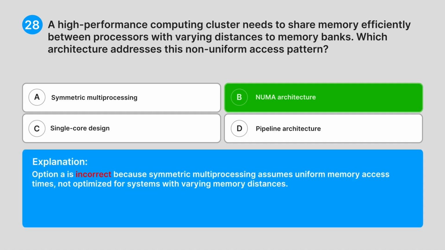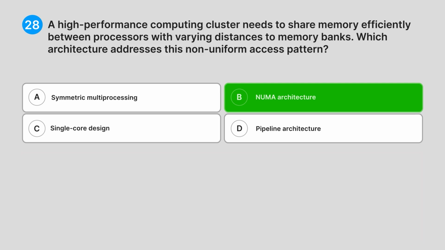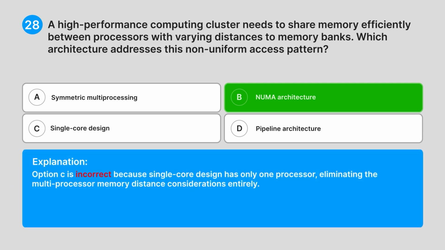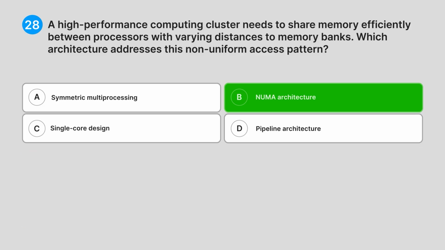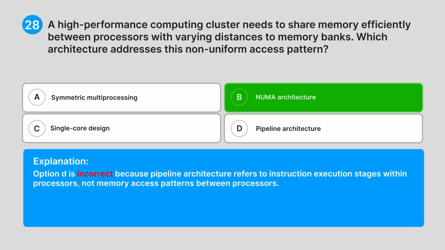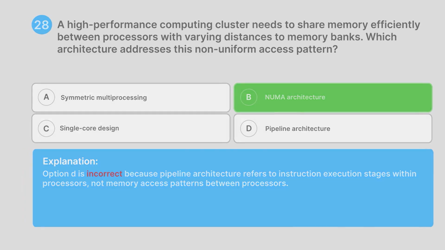Option A is incorrect because symmetric multiprocessing assumes uniform memory access times, not optimized for systems with varying memory distances. Option C is incorrect because single core design has only one processor, eliminating the multi-processor memory distance considerations entirely. Option D is incorrect because pipeline architecture refers to instruction execution stages within processors, not memory access patterns between processors.